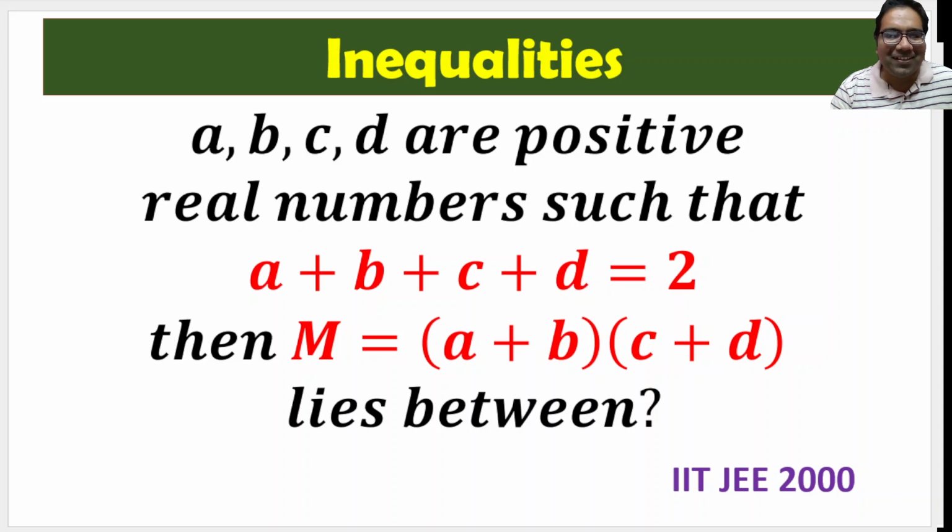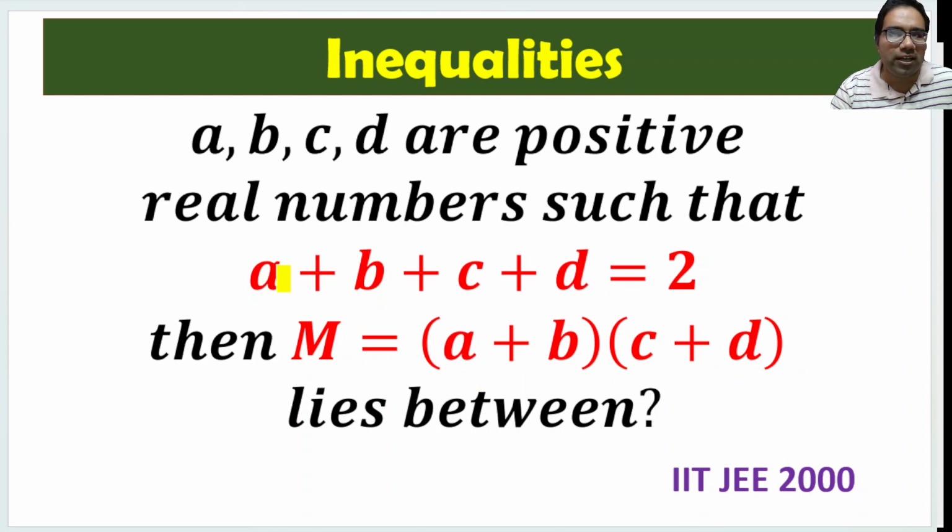Hi friends, in this problem we have four positive real numbers a, b, c, d, and there is a restriction on them. What is the restriction? The sum of these four is 2, right? Because there is a restriction on the size of these numbers, obviously the product will also be restricted. Product of these numbers, a plus b into c plus d. What is the range of this?